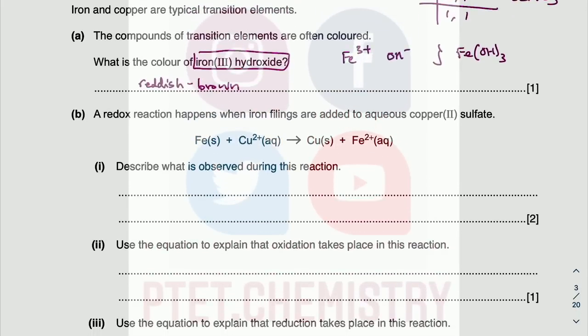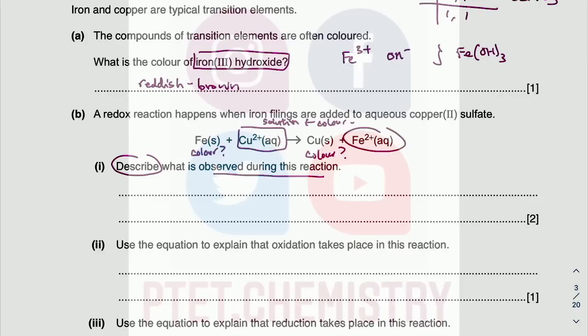Okay, you got to describe what is observed in this reaction. So do you know the color of iron as a solid? And do you know the color of copper as a solid? And do you know that this is a transition metal solution, is aqueous? It has got color as well. And mind you, the color of the solution is not the same as the color of the solid, okay? Same with this, but then you need to be careful.